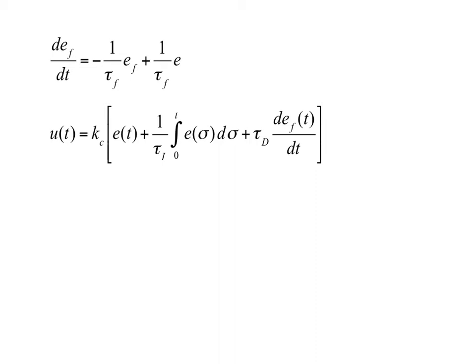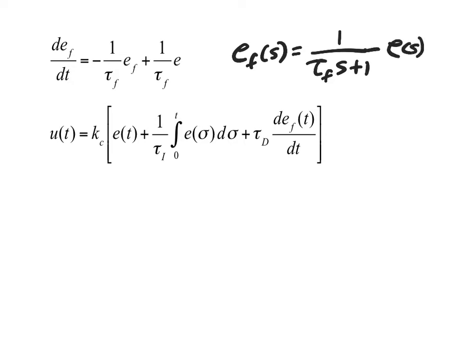In the Laplace domain, that's represented in the following fashion. So our signal E f of s is simply tau f s plus 1 times E of s. Now we can take the Laplace transform of all the elements in the second equation to find the following.